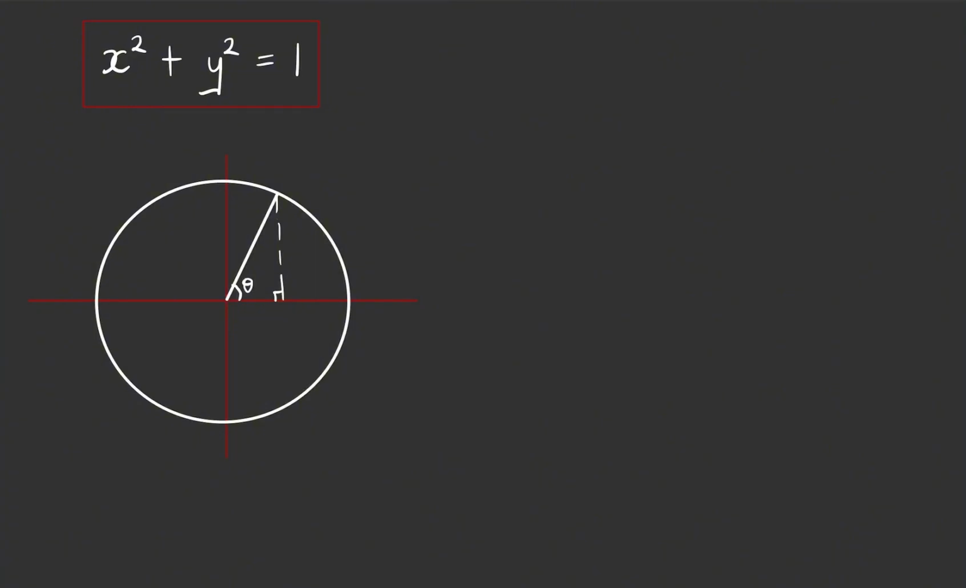Now I will bring this triangle that we've gotten from the unit circle outside so we can work on it even more. This is 90 degrees, theta, and this is 1, which is the radius. I can choose to call the vertical side y and the horizontal side x.